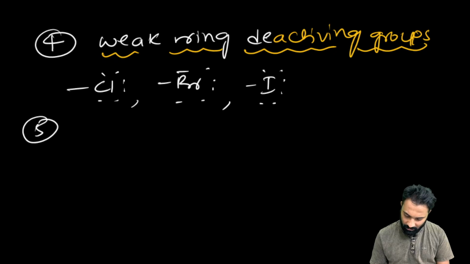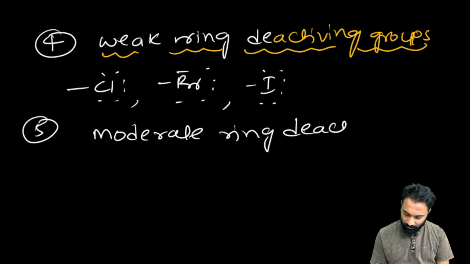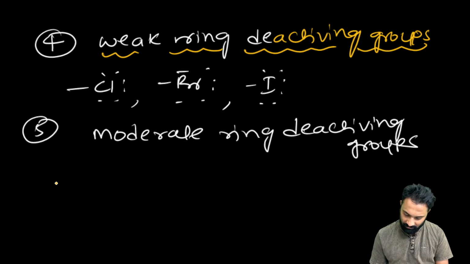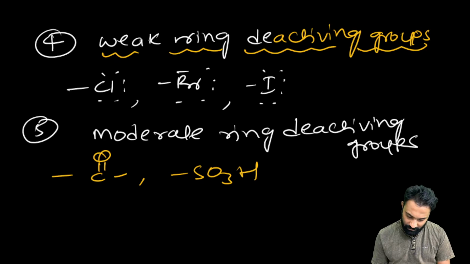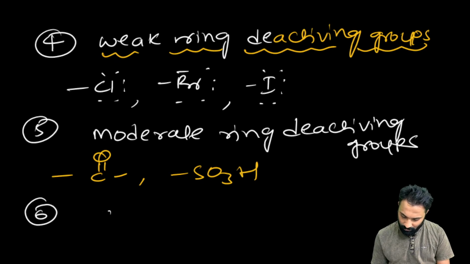Now, fifth, we are having the moderate ring deactivating groups. In this category, we are having all the carbonyl compounds. Groups containing carbonyl compounds will come under this one, and the SO3H. Done.